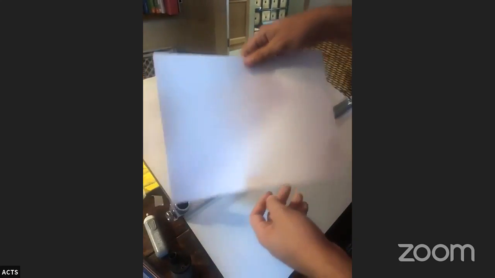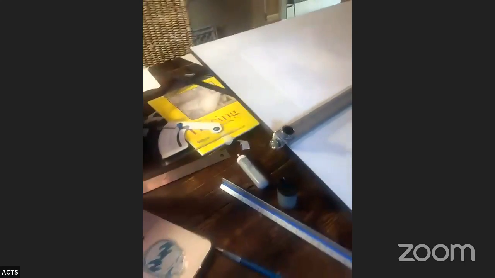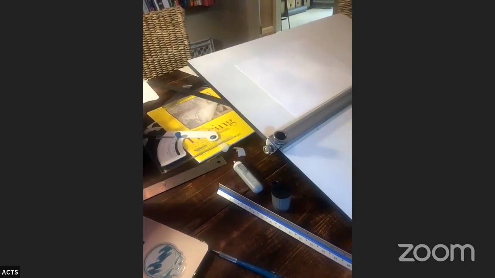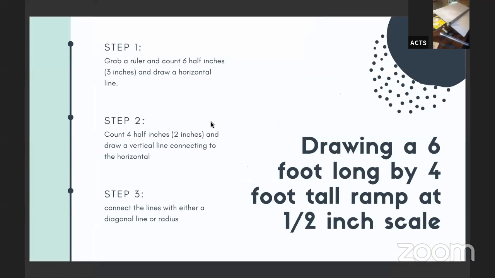So this is definitely something that you can practice more. But so every 1/2 inch in this drawing is equal to a foot. So it's 6 feet by 4 feet tall. So let's get back to the screen. So yeah, I definitely encourage you guys to practice that more. This is just a simple way to do it.